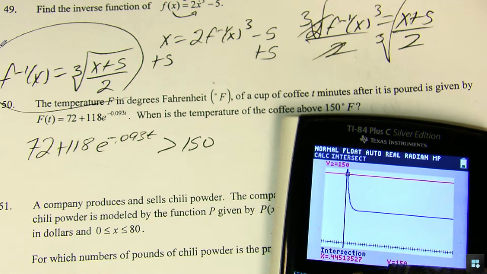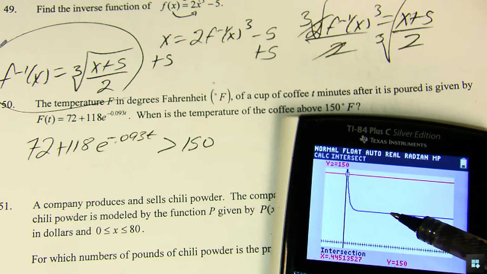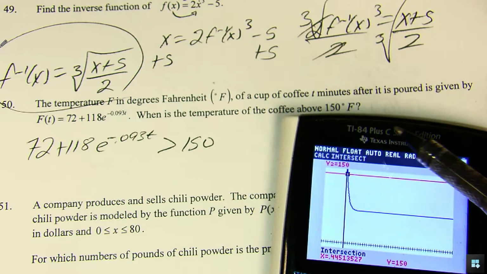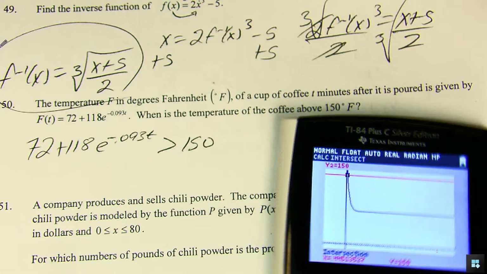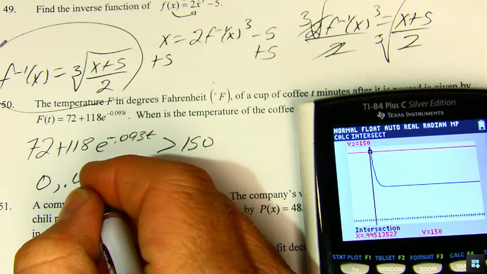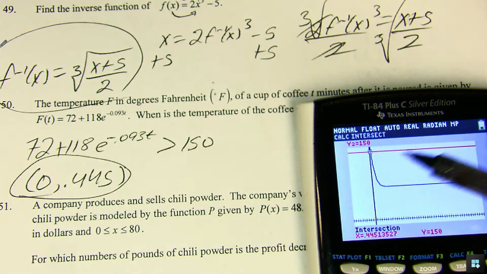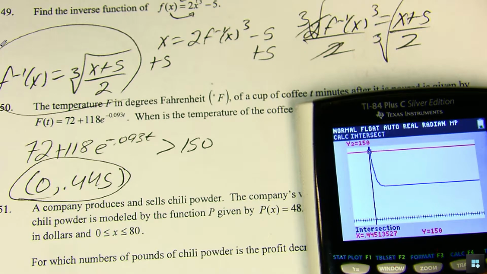So when will the temperature be above 150? After 0.445. Oh, so wait a minute. The temperature is going down. So when is it above 150? Before that. So between 0 and 0.445. That's when the temperature is above 150. After that, it drops below 150. Make sure you answer the correct question, guys. Answer the correct question.